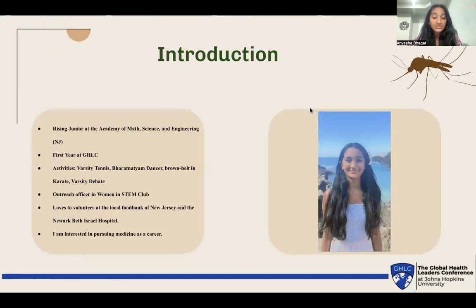I'm currently a rising junior at the Academy of Math, Science, and Engineering in New Jersey. This is my first year in the Global Health and Leadership Conference, and I'm really excited to be part of this global community. I'm involved in varsity tennis, I'm a trained Bharatanatyam dancer, and I hold a brown belt in karate. I also compete in varsity debate, and I'm an outreach officer for my school's Women in STEM club. In my community, I volunteer at both the New Jersey Food Bank and the Newark Beth Israel Hospital.